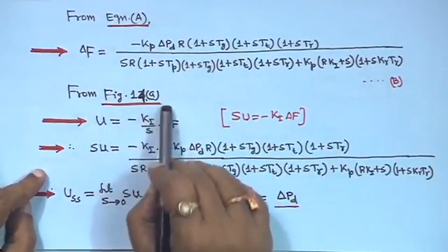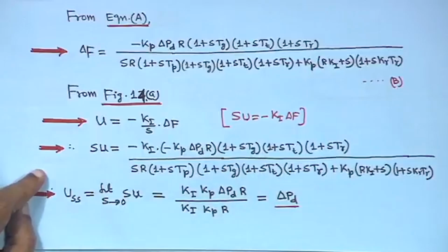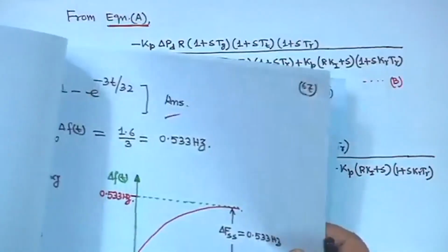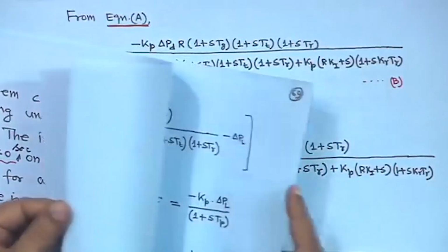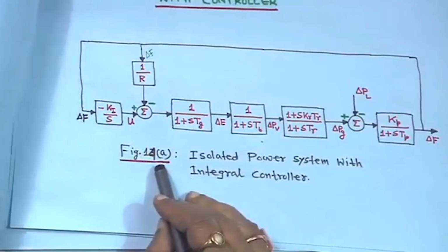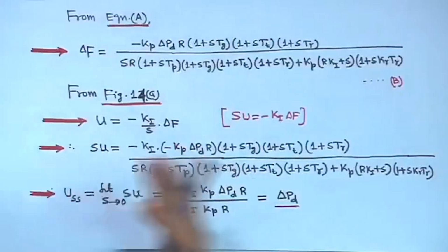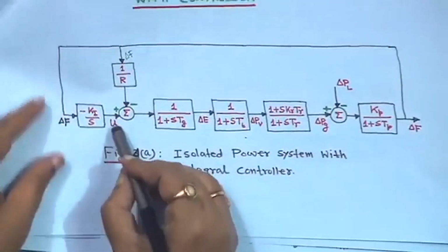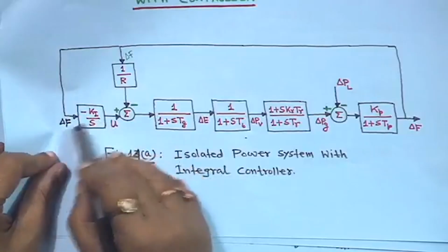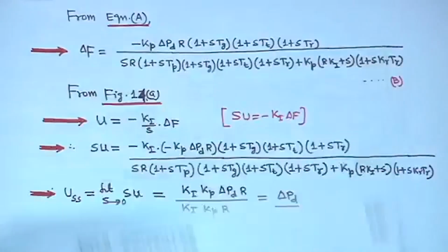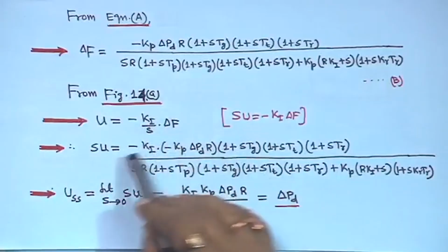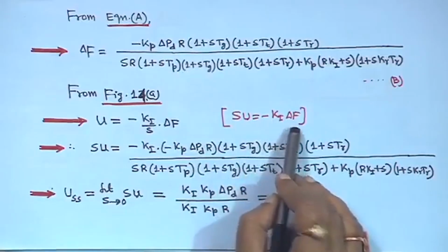Now, from figure 14a, that means from this figure, just hold on, from this figure, if you look into it, u is equal to minus k I upon s into delta f, right. That means s into u is equal to minus k I into delta f.